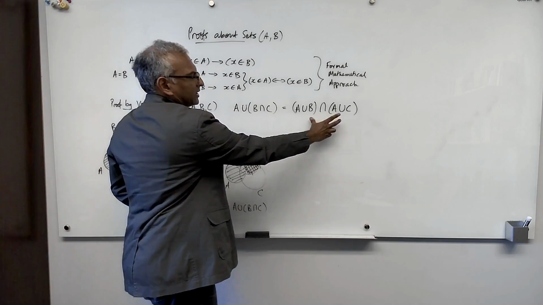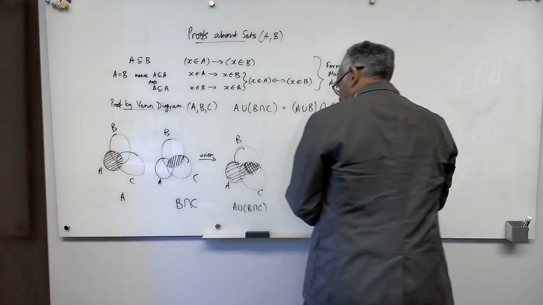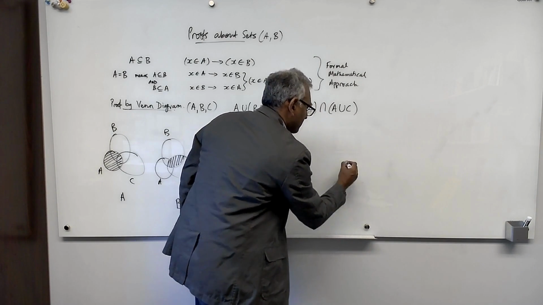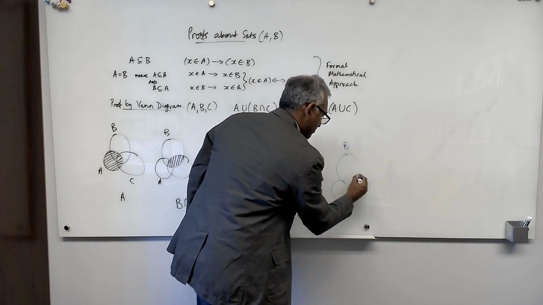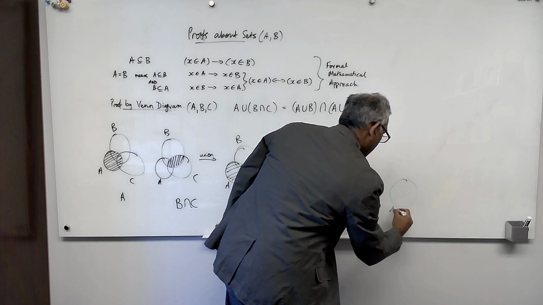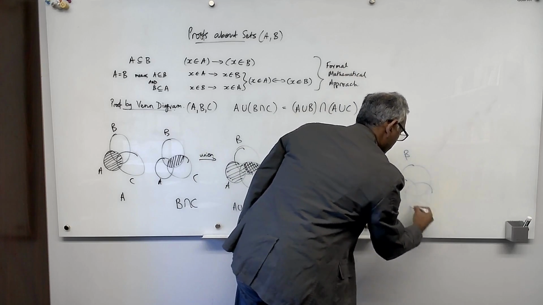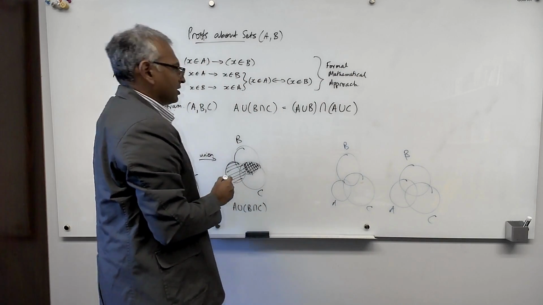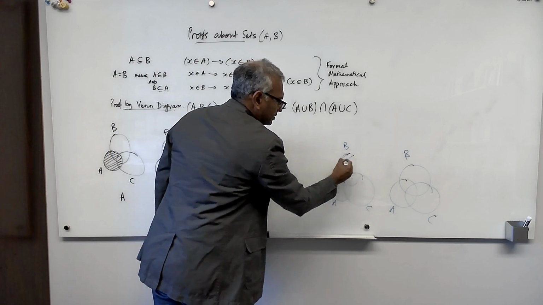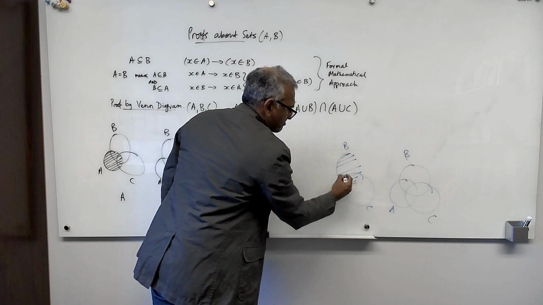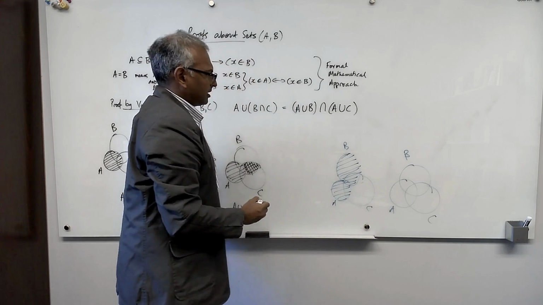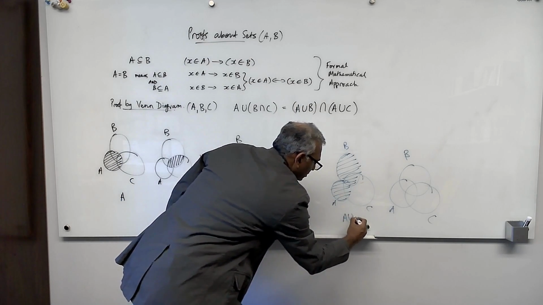Now let me show you how I get the other one. So again, let me draw my three sets: A, B, C. Okay. And now let me show you what's A union B. So that's what's in A and B together, what's in B combined with what's in A. Okay. So this is A union B.